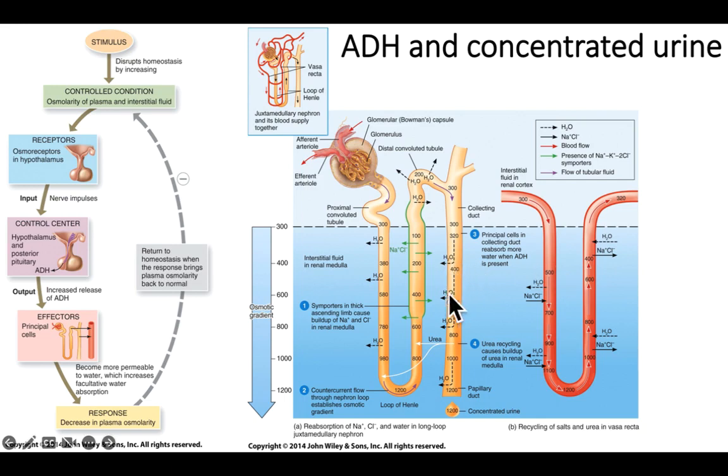If you're pulling water out of that collecting duct, your urine becomes highly concentrated. It has a high osmolarity because you're trying to keep that water in the body instead of letting it go out in urine. That's known as concentrated urine. So when you go to the bathroom and it's a dark yellow amber color, you know you're dehydrated. But the good news is you're producing ADH and trying to keep as much water as you can in the body. So that's ADH production and its effect on the collecting duct.